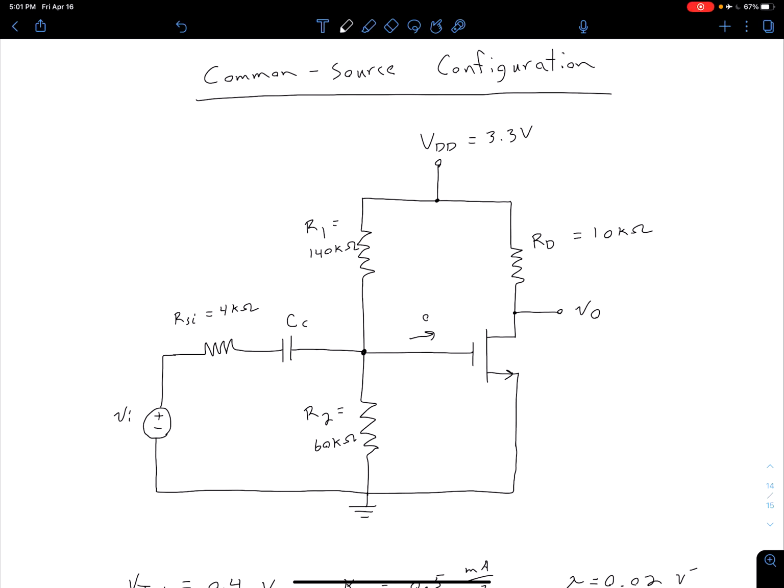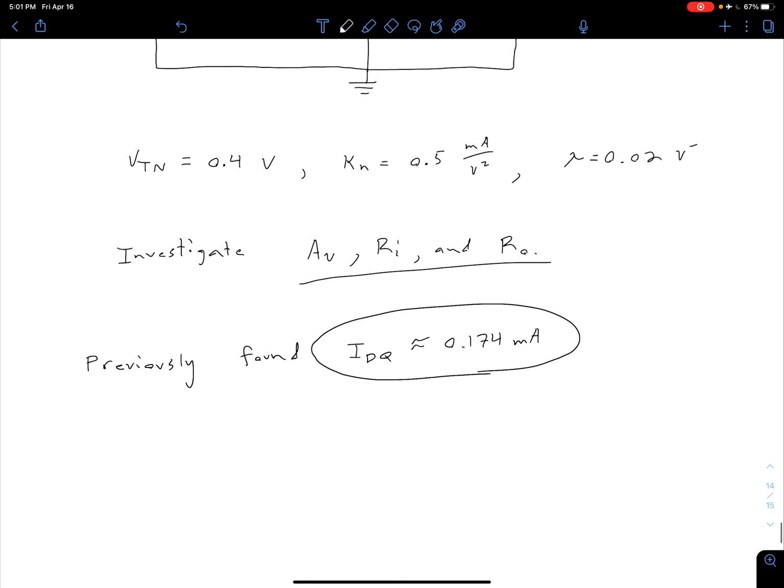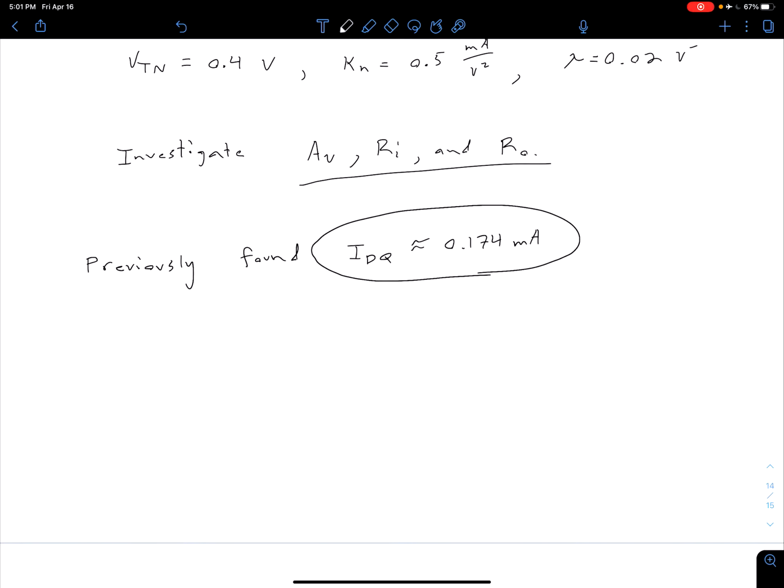Let's continue looking at that basic common source configuration. Previously we had analyzed this common source circuit, or we had done our DC analysis, and we had found that our IDQ was approximately equal to 0.174 milliamps. So the next step in our process is to calculate our small signal parameters.